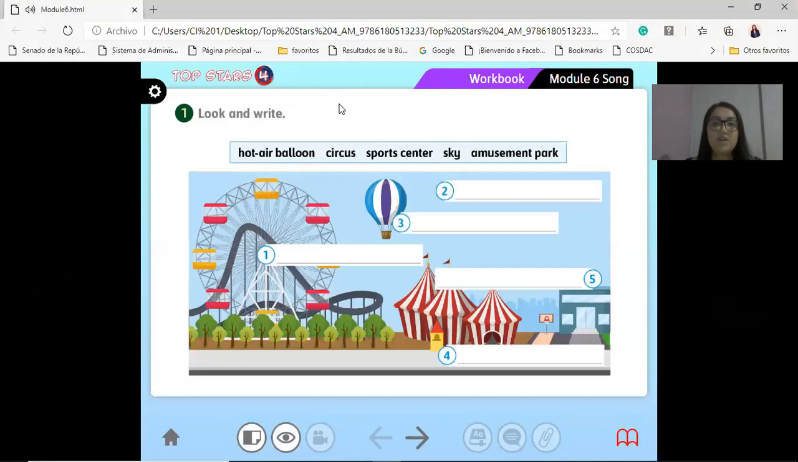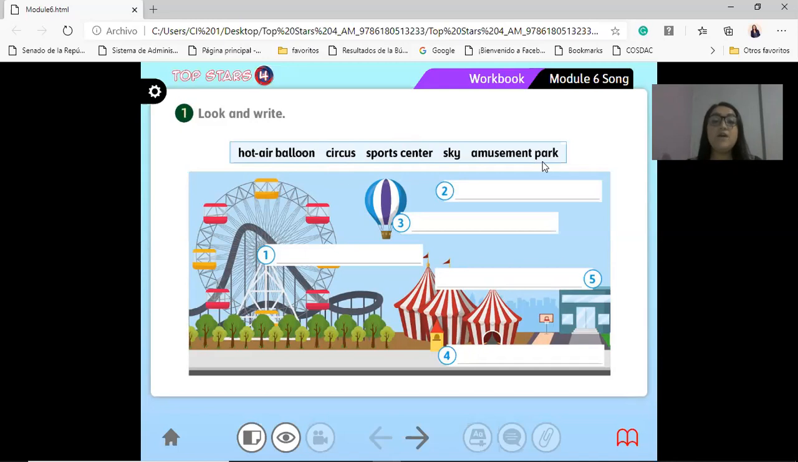We have in here look and write. We have hot air balloon. We have circus. We have sports center. We have the sky, and we have the amusement park. Be ready with a pencil because you will need to answer the following exercises, okay?